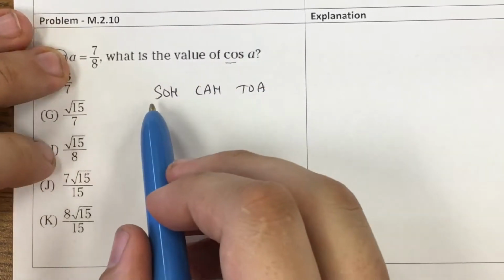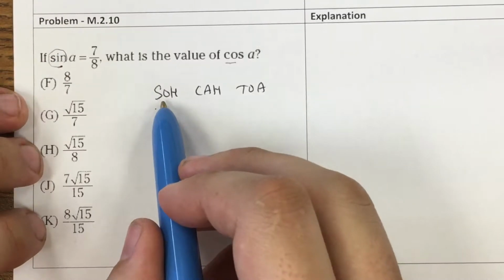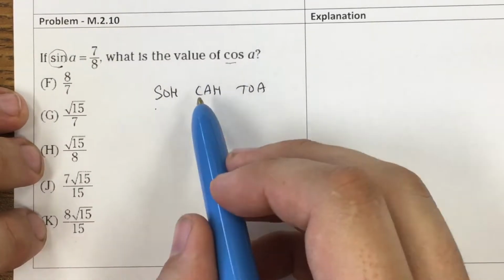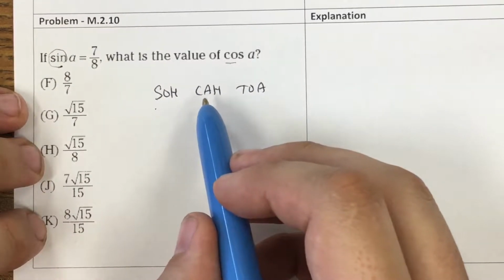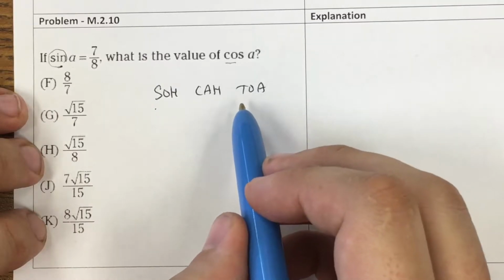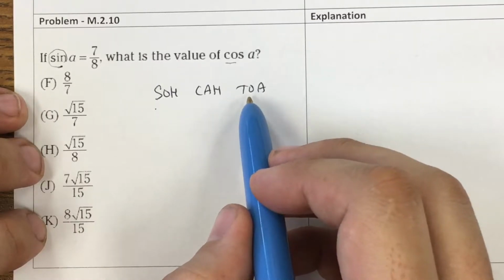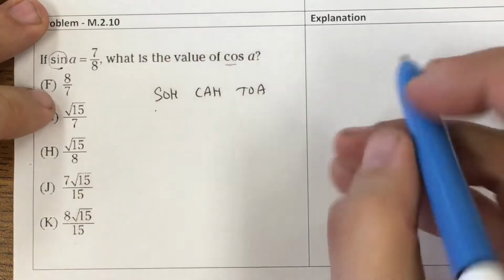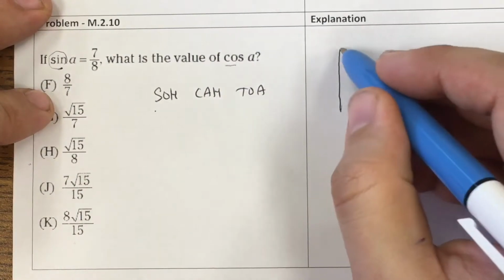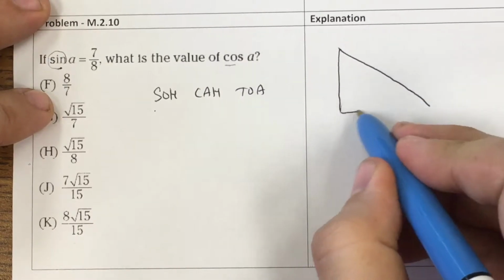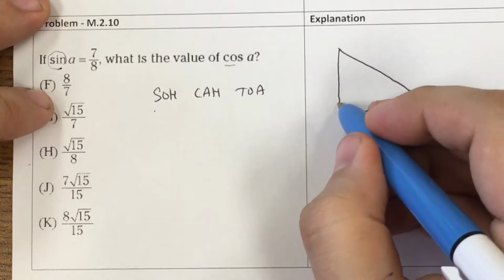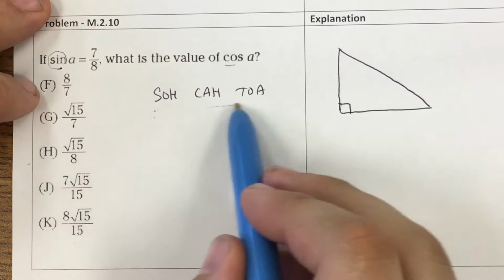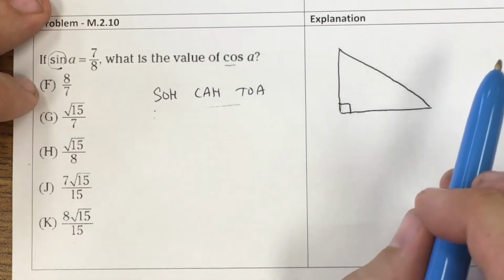And that means that the sine is equal to the opposite side over the hypotenuse. The cosine of an angle is equal to the adjacent side over the hypotenuse. And the tangent of an angle is equal to the opposite side over the adjacent side. And so you should draw a triangle so you can visualize what this is actually talking about. And so we're talking about right triangles because SOHCAHTOA only applies to right triangles.